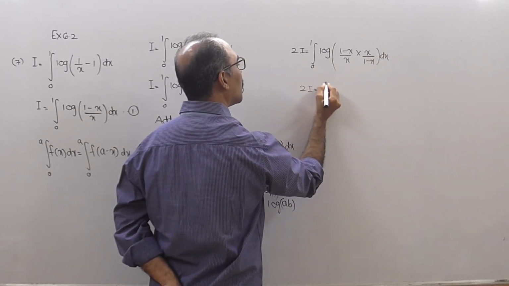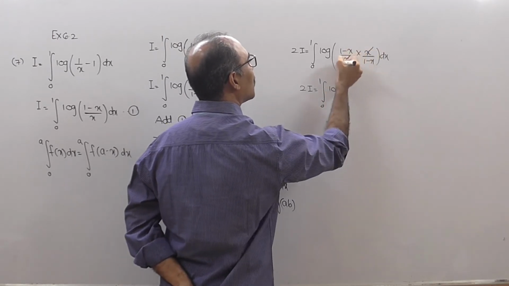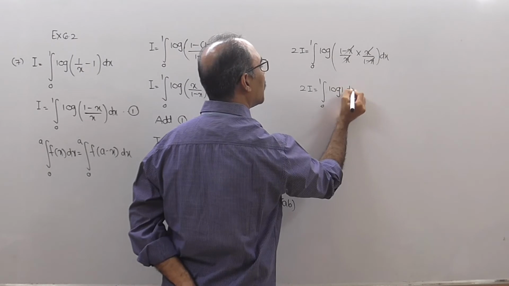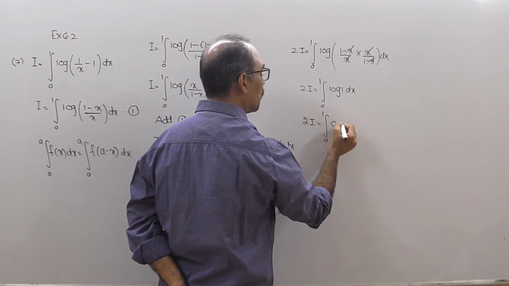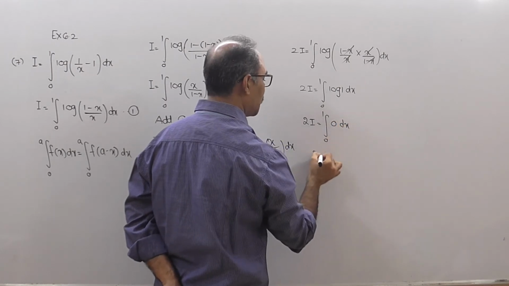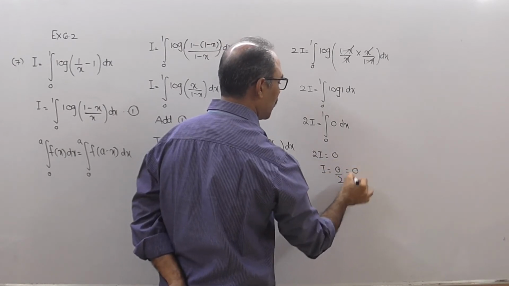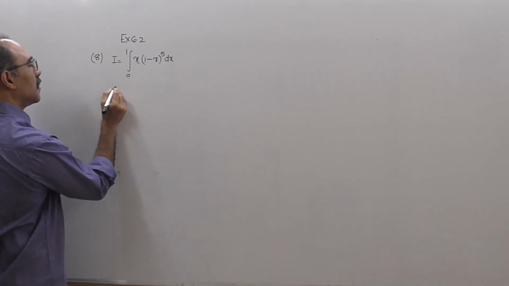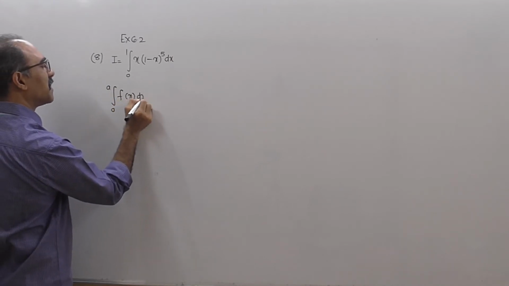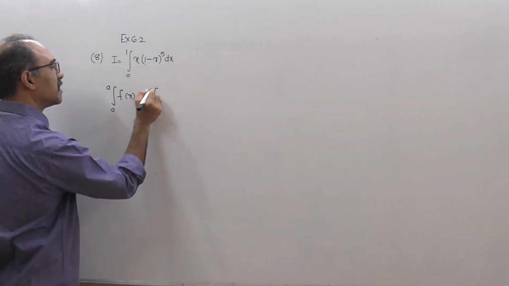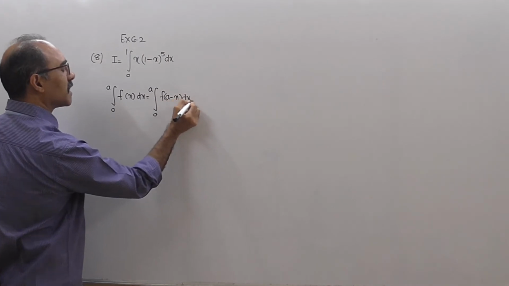So we will have 2I equals integration 0 to 1. 1 minus x, 1 minus x, x, x cancel, you get log of 1 dx. And the defined value of log of 1 is 0. So what is the integration of 0? Integration of 0 is 0. So I will be equal to 0 upon 2. Answer is 0. You have to use the formula integration 0 to a f of x dx equals integration 0 to a f of a minus x dx.